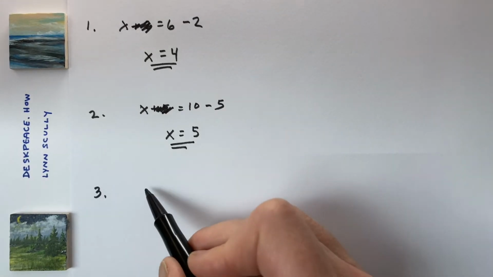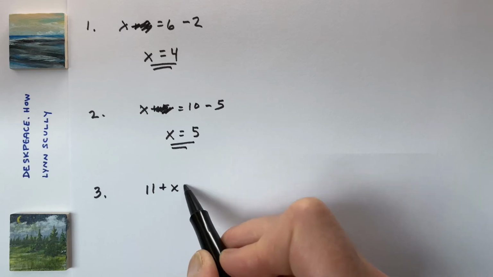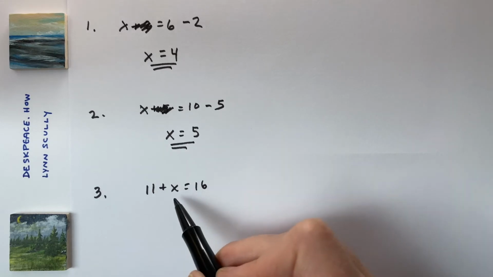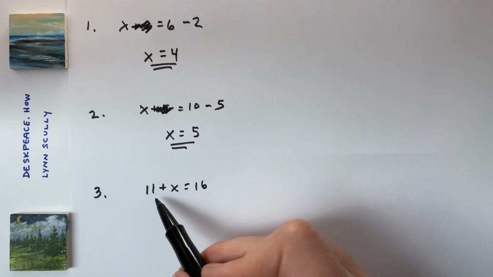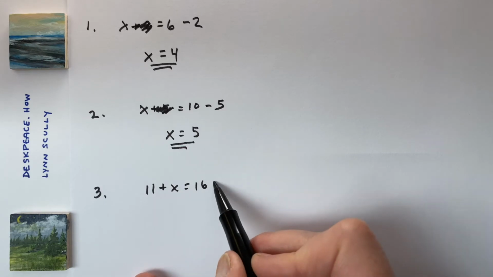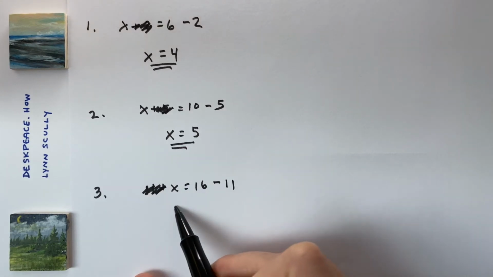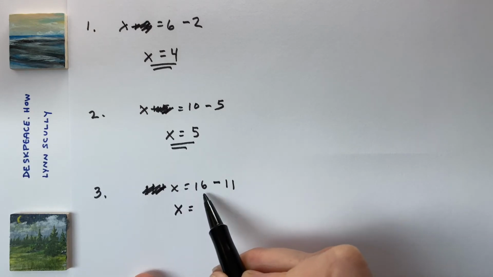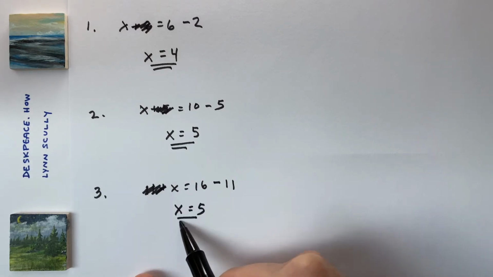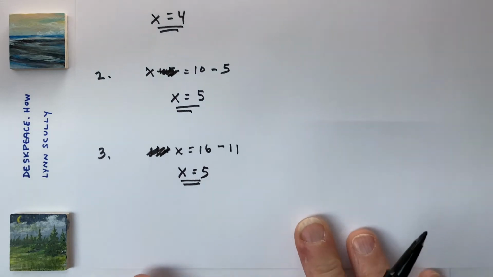Number 3, 11 plus x equals 16. Here's my x. There's 11 attached by addition. I'm going to move it to the other side of the equal sign by subtraction. And I'm getting x equals 16 minus 11 is 5.